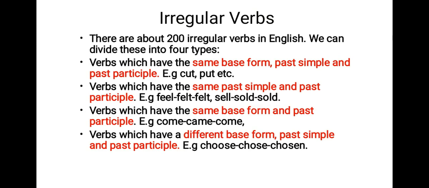Irregular verbs. There are about 200 irregular verbs in English. We can divide these into 4 types. Verbs which have the same base form, past simple and past participle. अब regular verbs के साथ तो हम end में ed ऐड करके उसका simple past and past participle बना देते हैं, but irregular verbs के साथ हम ed ऐड नहीं करते. अब इसमें भी 4 types में हम divide कर सकते हैं.